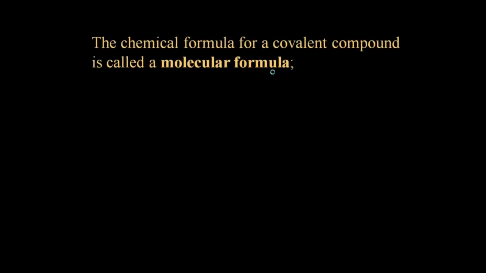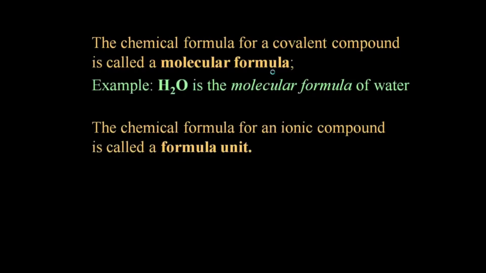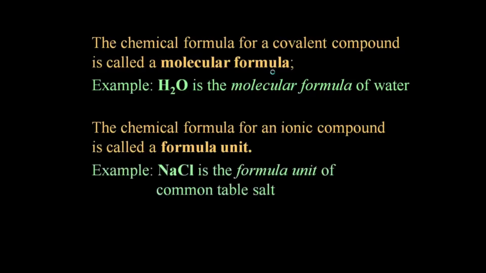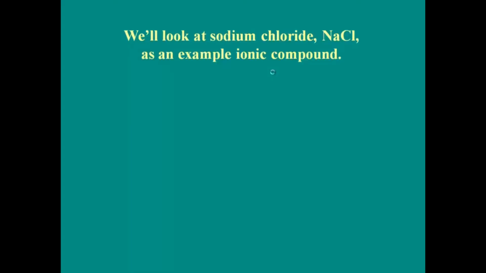So the chemical formula for a covalent compound is a molecular formula. And the chemical formula for an ionic compound is called a formula unit. So an example of a molecular formula is H2O, which is water, and for a formula unit, NaCl, the formula unit of common table salt. So what's the difference? If we look at the structure visually, I think we can see very much what the difference is. So let's first look at sodium chloride.